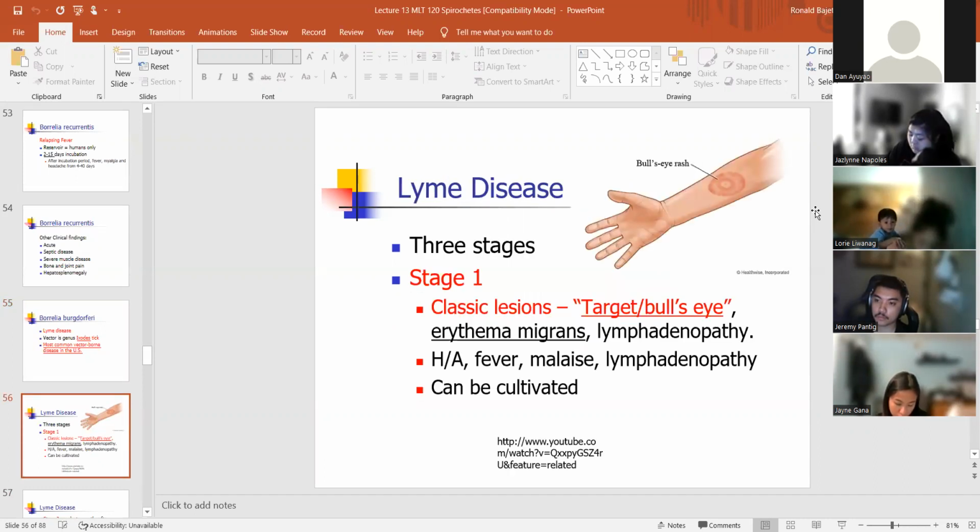The 3 stages of Lyme disease, the first one is where you see your classic typical target bullseye on the arm or at the site of infection. Okay, that's erythema migrans. The classic lesion is a target bullseye, and it's called erythema migrans. Lymphadenopathy, and the symptoms are headache, fever, malaise, lymphadenopathy, and it can be cultured.